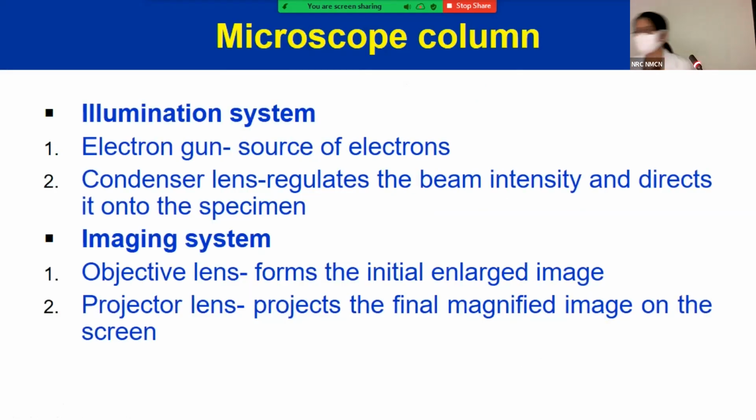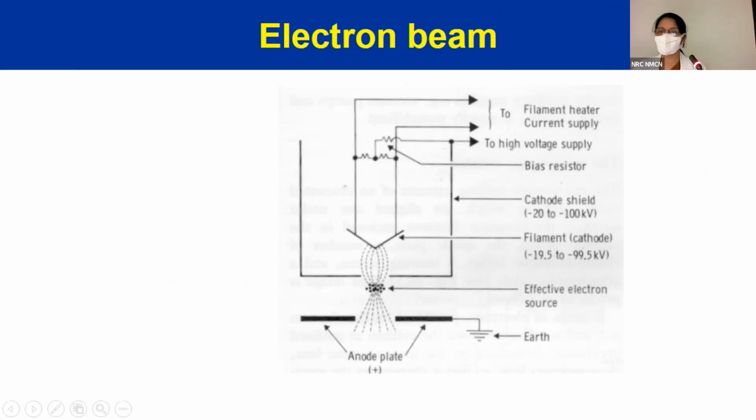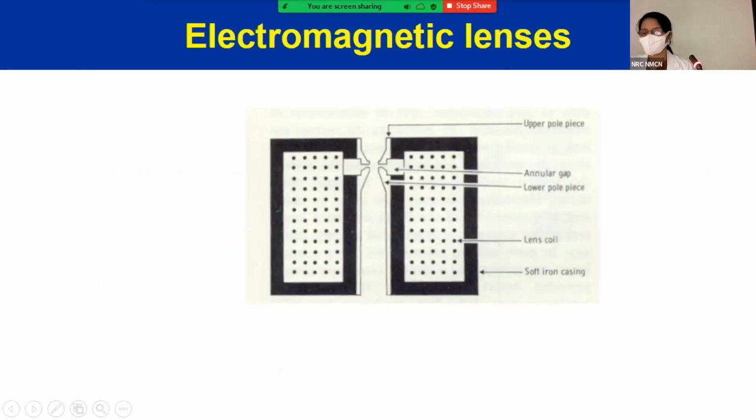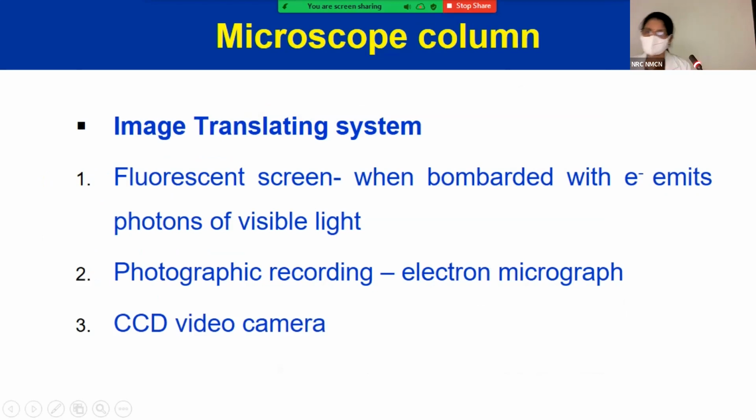So we have an illumination system, that is the electron gun and the condenser lens, and the imaging system. And this is the electron beam which comes from the tungsten filament, which acts as a cathode. And this is the anode, so that the beam is effective and the electron source is maintained. These are the electromagnetic lenses which are used. So when we go to the image translating system, it has a fluorescent screen. As I said earlier, the electron beam comes, after passing through different lenses and through the specimen, and then it comes on the fluorescent screen where our images form.